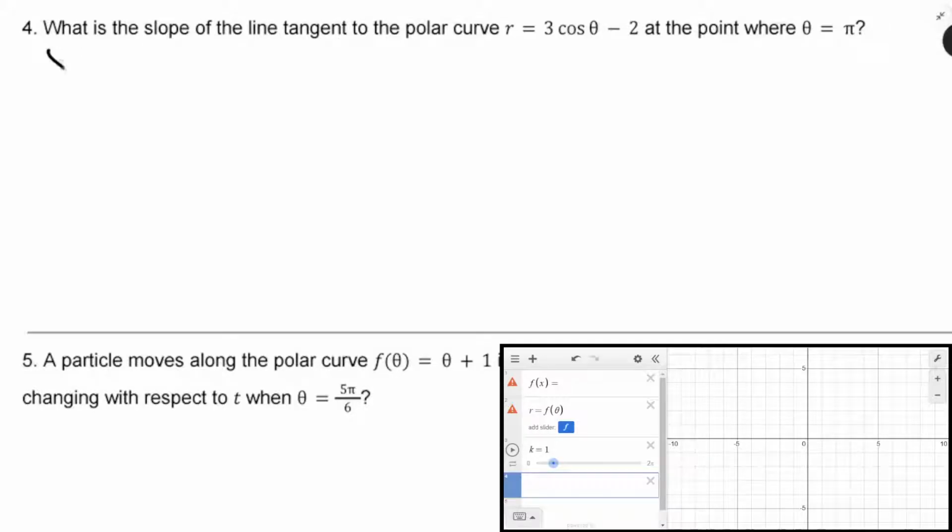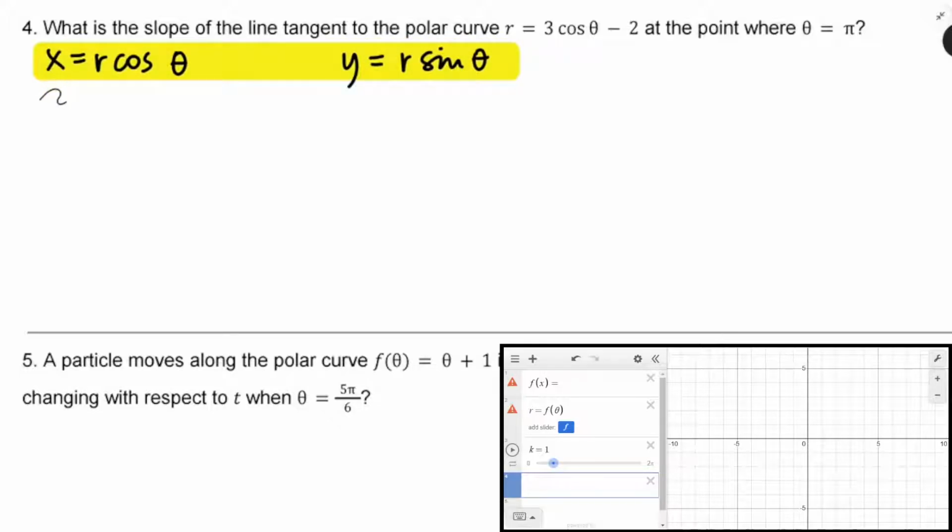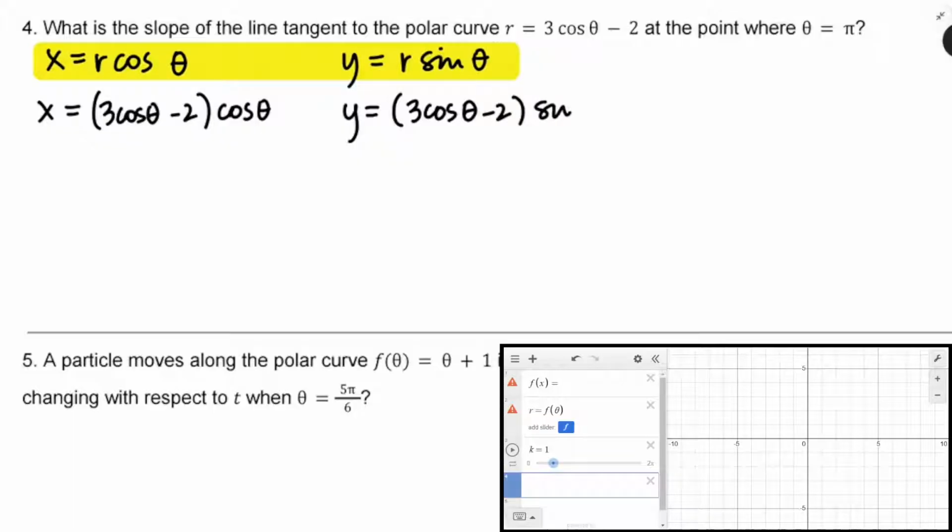My suggestion is, at least the first time we're doing this, always write out the formula. x equals r cosine theta, y equals r sine theta. Definitely need to be remembering those. That means x is going to be, I'm just going to leave it as, 3 cosine theta minus 2 multiplied by cosine theta, and I think that's going to make my life a little bit easier. And y is going to be 3 cosine theta minus 2 times sine theta.